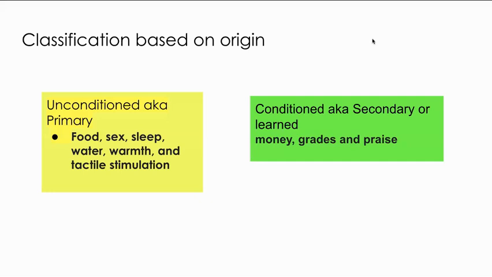But then you see in the green, conditioned reinforcers, also known as secondary or learned reinforcers, are things like money, grades, and praise. Money, for example, has been conditioned to be a reinforcer because we can buy things that we like with it. But money itself is actually just a piece of paper. So it has been conditioned through conditioning in our society to be a reinforcer for us.